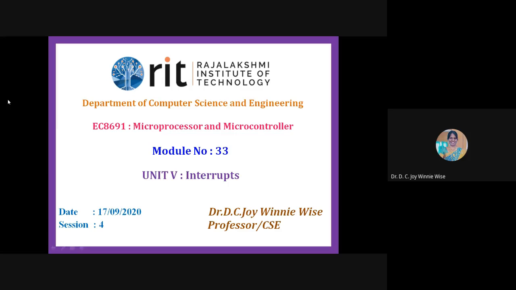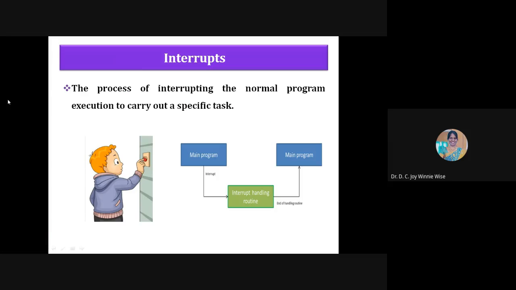Okay. So now let's see about the interrupts. Already we know what an interrupt is. It is the process of interrupting the normal program execution to carry out a specific task. Suppose let us take an example. If there is a calling bell sound, whatever we are doing, suppose you're working in the kitchen or you're sleeping, you have to respond to the sound.